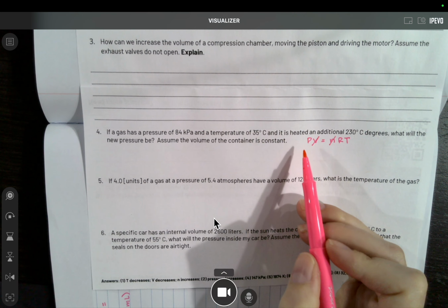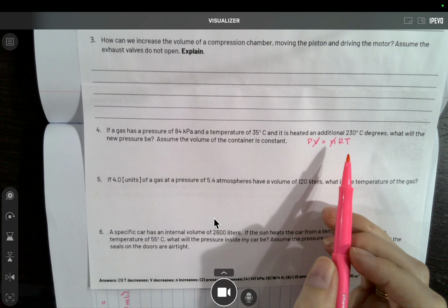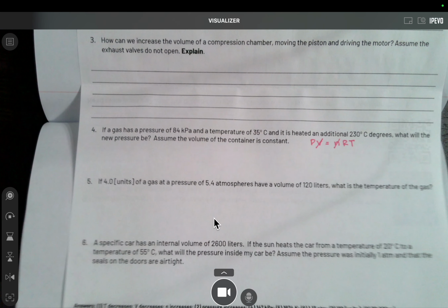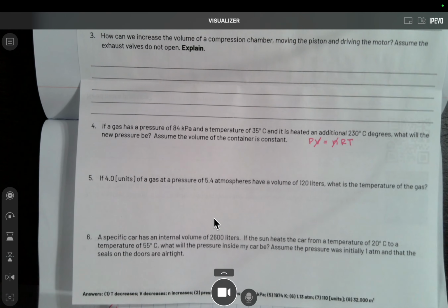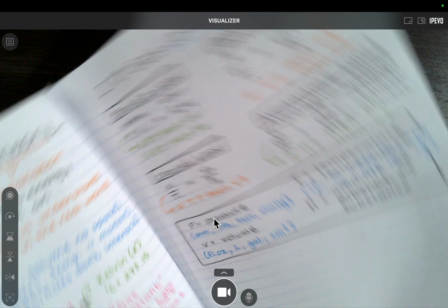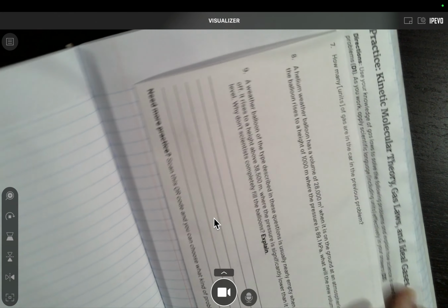Okay, well, it looks like all we've got here is pressure and temperature. Well, that's good news, so that's going to make our life fairly simple. That means that what we're going to use is one of the gas laws instead of the ideal gas law. So let's go back to that page and see what gas law we think we're going to use. We got pressure and temperature. That's going to be Gay-Lussac's law right here. All right, so going back.